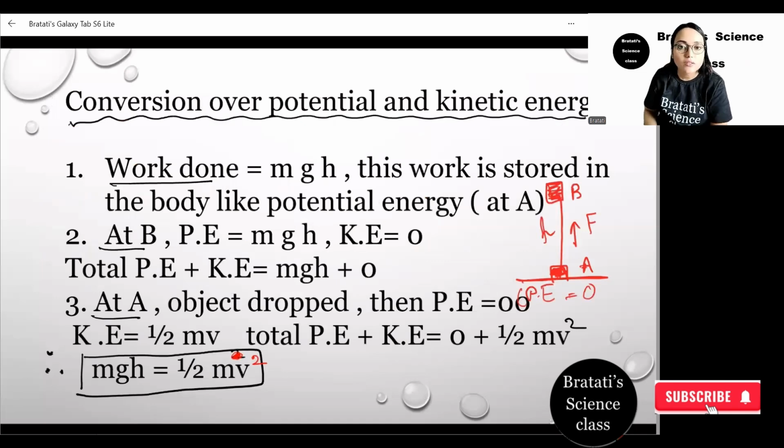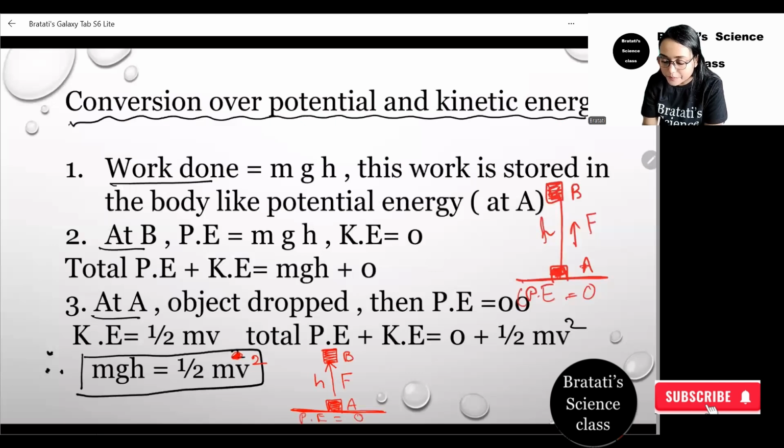Now let's see how potential energy converts to kinetic energy. There is a body at rest. This is the ground, and here is the body at point A. At rest it is not moving, so its potential energy is mgh, where h is 0, so the potential energy is 0. Now we throw it up, or pull it up, and the object is now at point B. The height is h and the force applied is F.